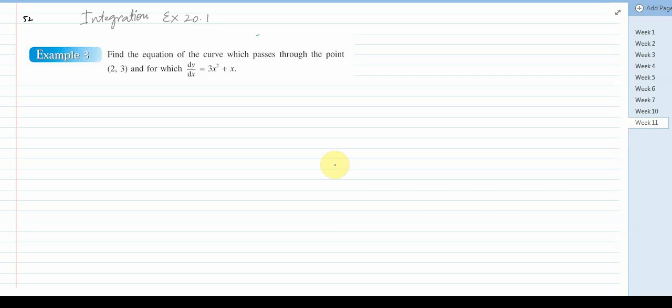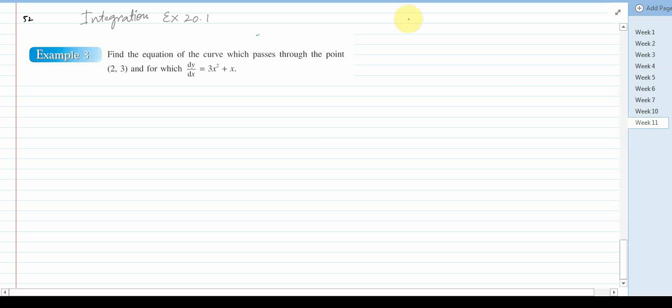Class. So in this class we are going to continue with the topic integration. In the last class we had discussed the basics of integration, how to integrate any function, and the rules for integration. In today's class I'm going to start from example number 3 from your book. It says: find the equation of curve which passes through the point (2, 3) and for which dy by dx is 3x square plus x.